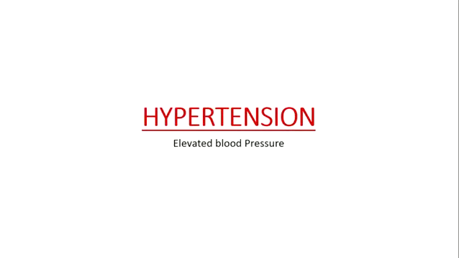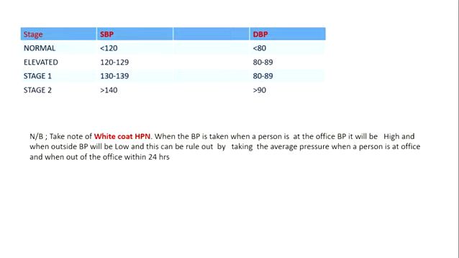In this video we are going to discuss hypertension, and hypertension simply means elevated blood pressure. So that's the simple definition of hypertension. What you will ask yourself is, what is the normal range, so that you can say it's elevated blood pressure. So let's go. Here is a staging of high blood pressure.